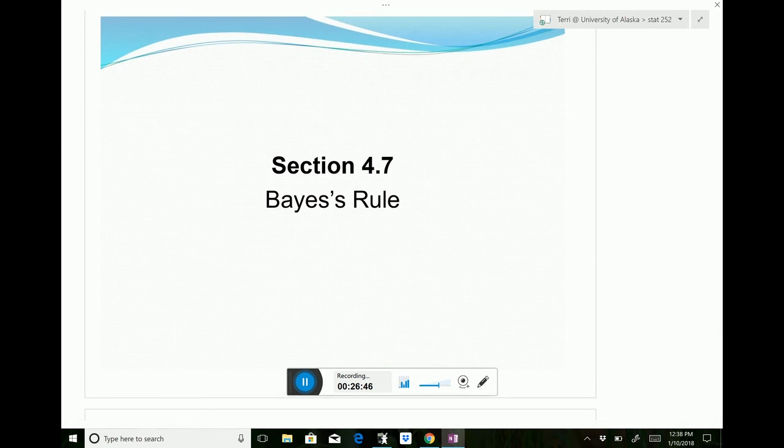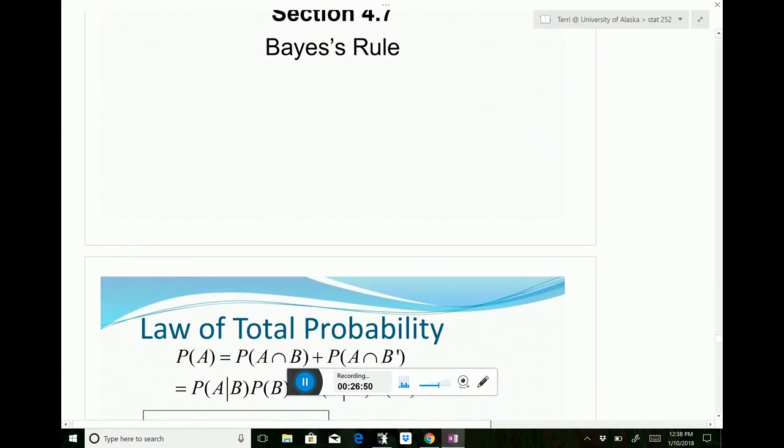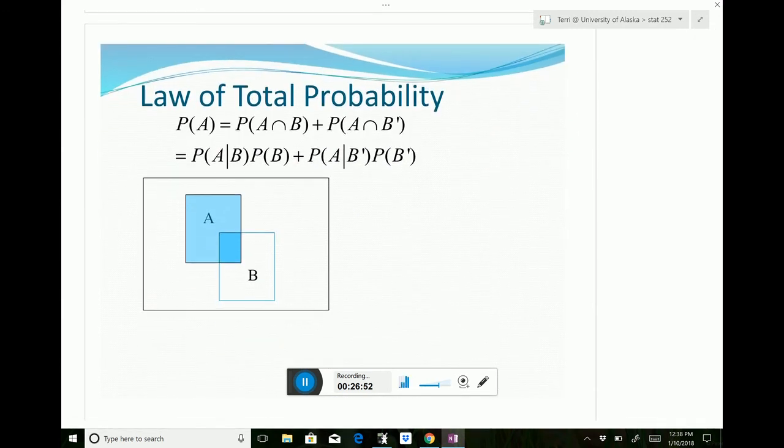Okay, so I'm going to jump into Bayes' rule a little bit. Some of this is kind of weird, but it's not too bad. Let's talk a little bit about the law of total probability. This thing is so important.